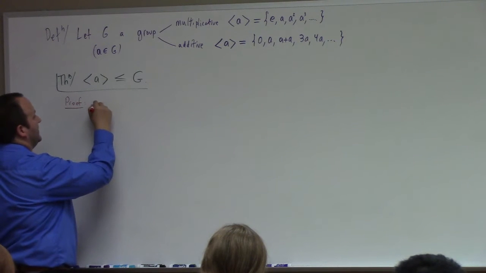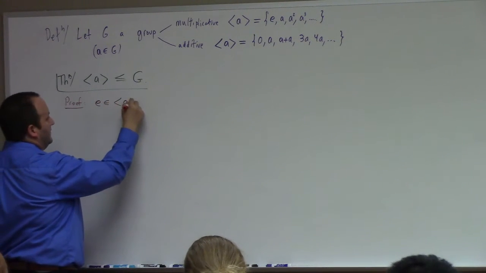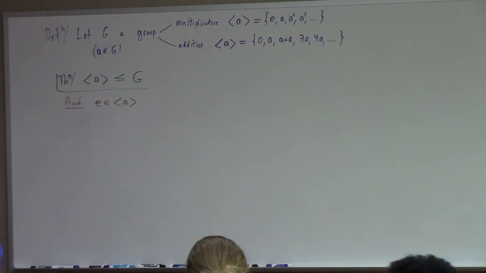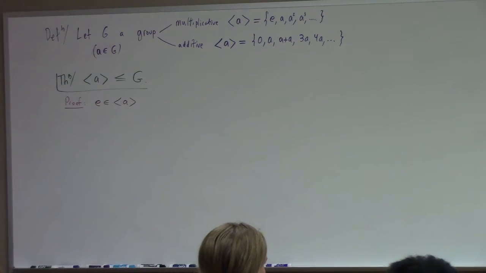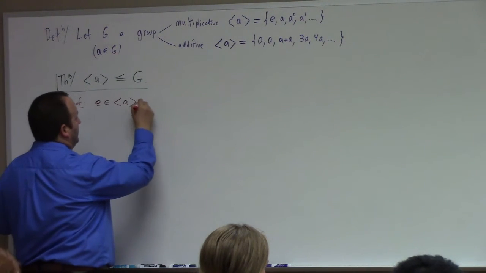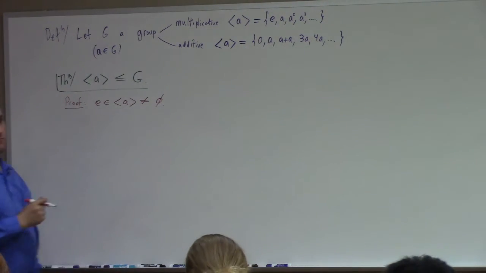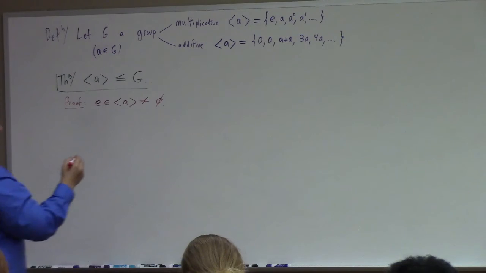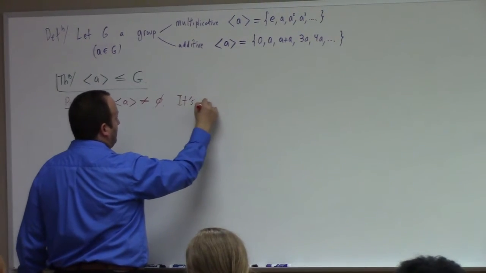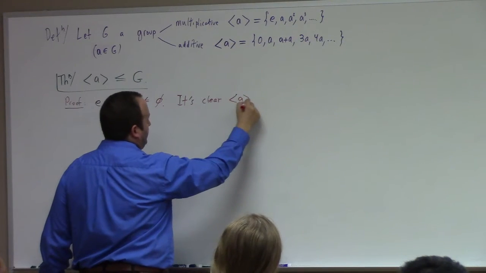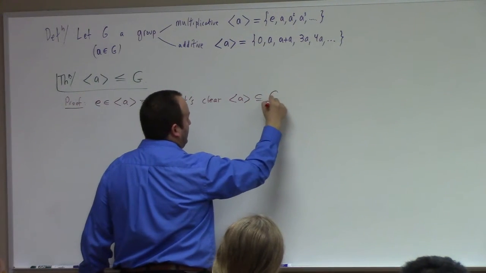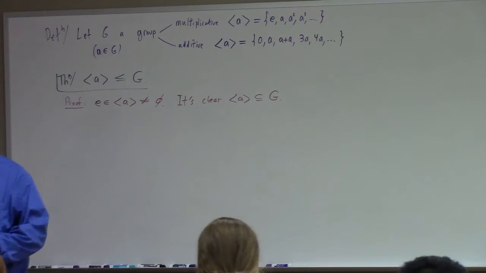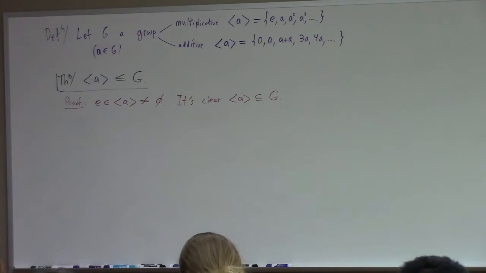Okay, so what is this? First of all, e is an element of the cyclic subgroup generated by A, by definition, right? So therefore, this is not equal to the empty set. Also, it's clear that the cyclic subgroup generated by A is a subset of G, right? Because how do we form the cyclic subgroup? We form it by looking at the identity, A, powers of A. All of those things are necessarily in the group by the closure axiom of the group, right?